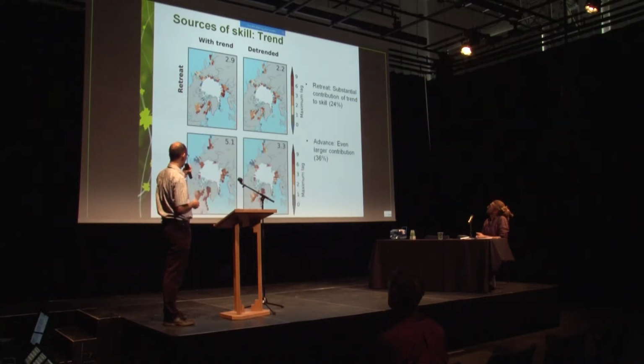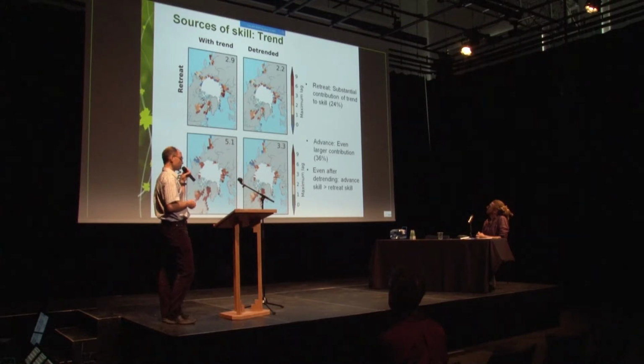And for the advance date, this drop in skill is even larger. So for detrended advance dates, we have skill approximately on average 3.3 months in advance. But of note is that even after detrending, the advance date skill is larger than for the retreat dates. And that's consistent with previous findings that the winter sea ice edge is more predictable than in summer.